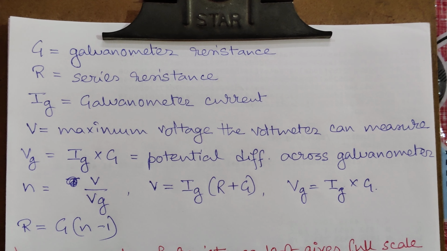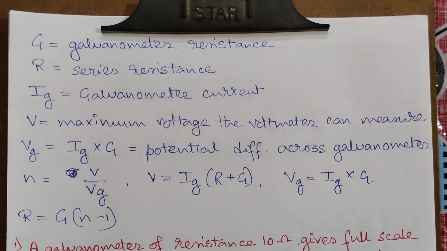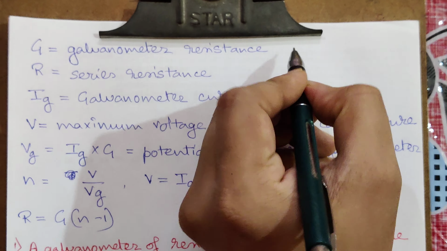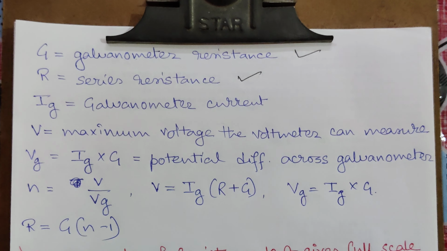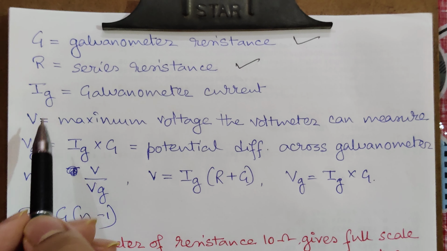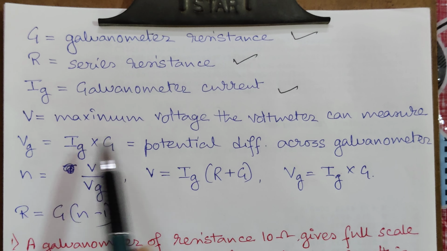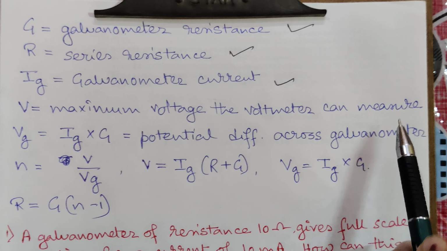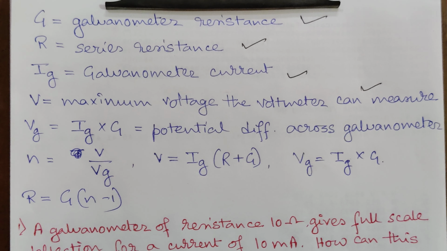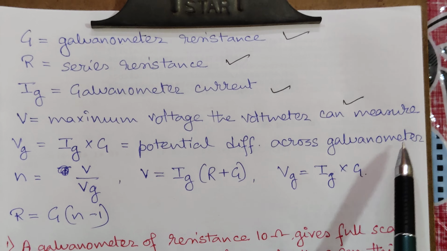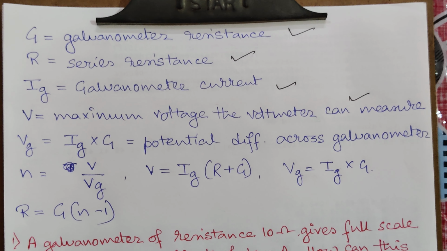In this video, we will discuss how to convert a galvanometer into a voltmeter. Let G be the galvanometer resistance, and the series resistance we will add is R, and Ig be the galvanometer current, and V is the maximum voltage that the voltmeter can measure, that we want to convert. Vg is the potential difference across the galvanometer, which is also equal to galvanometer current into galvanometer resistance.